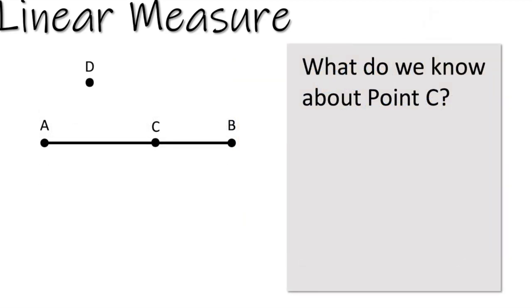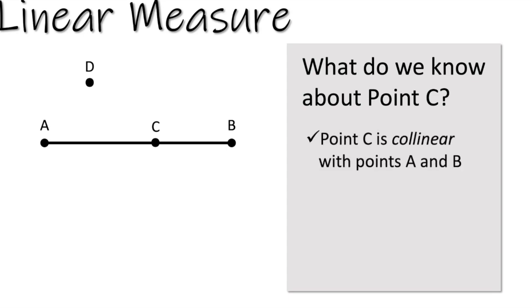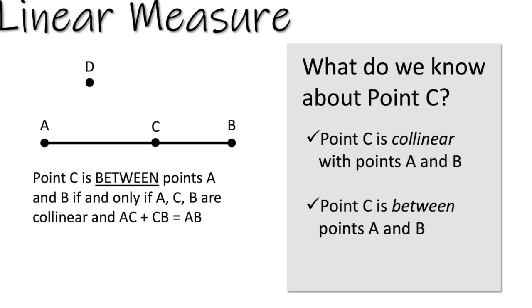Okay, look at this. What do we know about point C? Well, to use one of our new vocabulary words, point C is collinear with points A and B. We also know that point C is between points A and B. You probably would have said that anyway, but it's actually a mathematical term. Point C is between points A and B if and only if A, C, and B are collinear and AC plus CB equals AB. We'll get back to that.